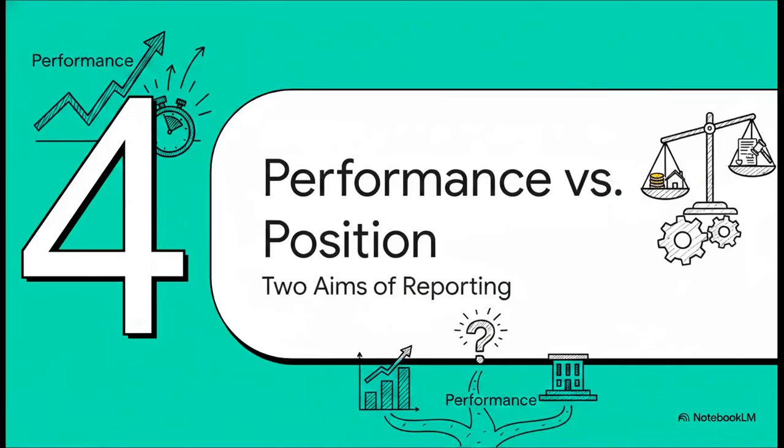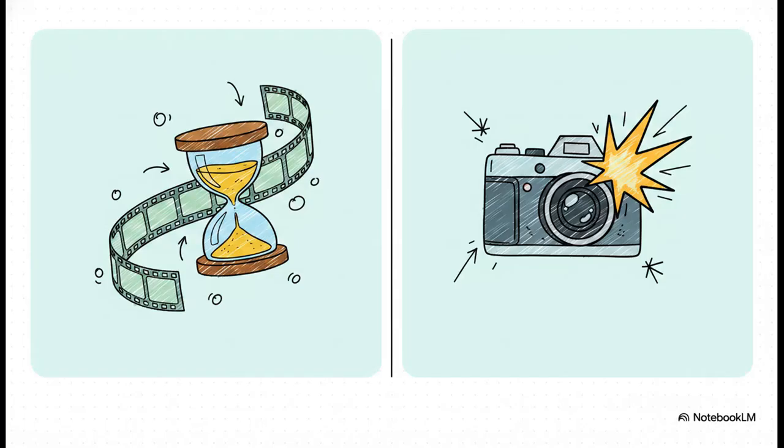Okay, Section 4, Performance versus Position. This right here, it's a massive conceptual dichotomy you have to get. Financial performance indicates whether profits or losses were made during a specific period. Imagine performance is like a video recording. It's capturing the flow of income and expenses over a set duration, like a whole financial year. Financial position, on the other hand, indicates the net worth of the entity at a specific point in time. It's not a video. It's a photograph, a strict snapshot of your assets, liabilities, and equity on one exact date.